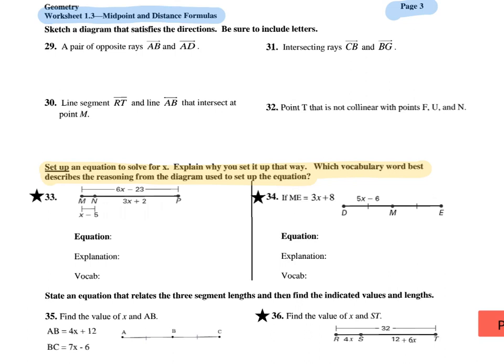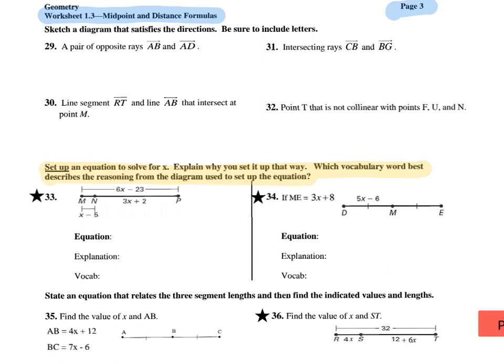All right, gang, we are now on page 3, worksheet 1.3, midpoint and distance formulas. Doing the start questions, we're going to start here with question number 33. It says, set up an equation to solve for x. Explain why you set it up that way. Which vocabulary word best describes the reasoning from the diagram used to set up the equation?